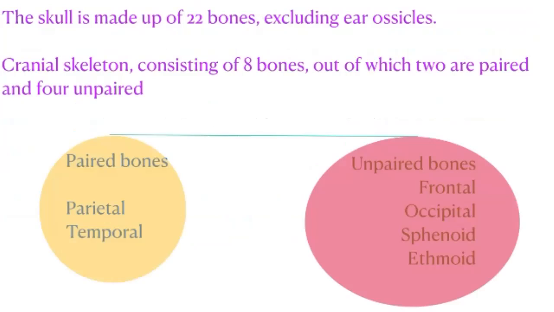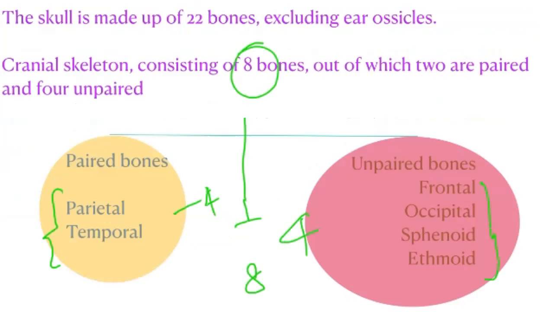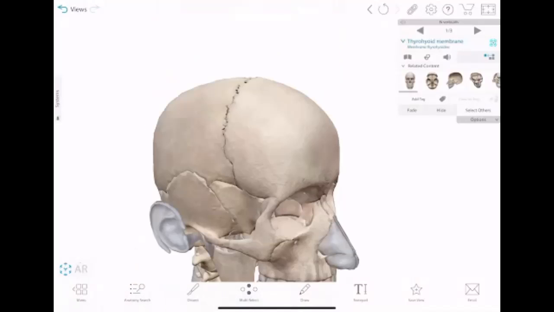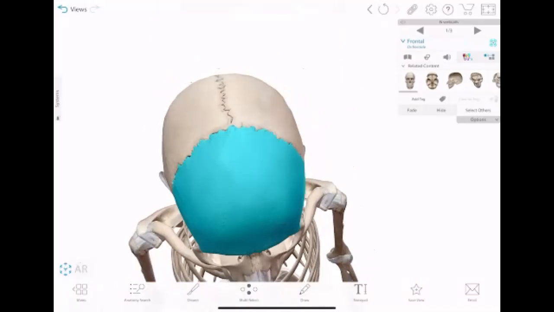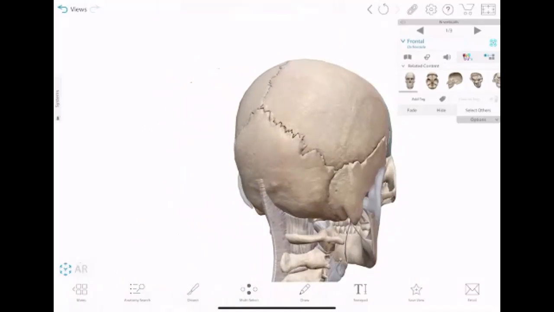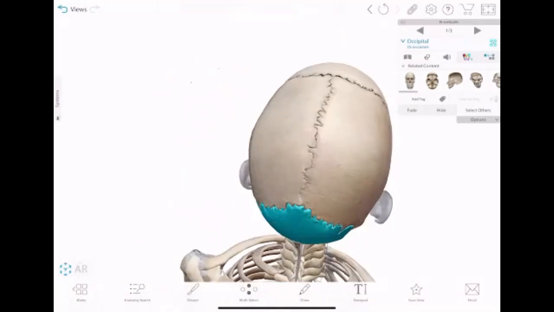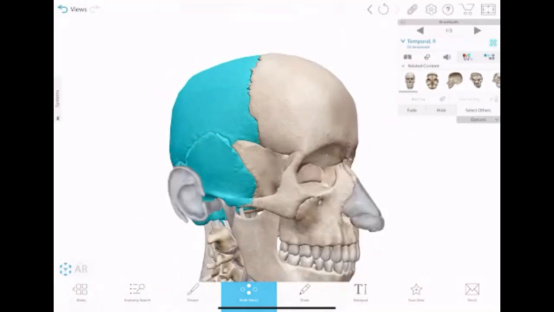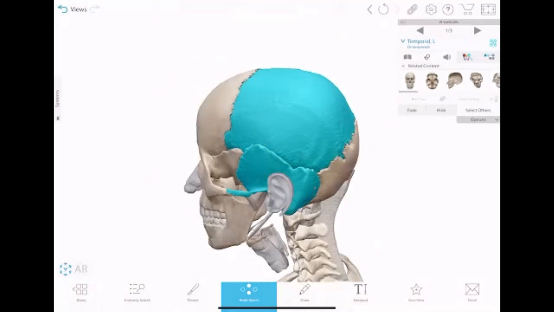Coming to the cranium, the cranial skeleton consists of 8 bones, out of which 2 are paired bones, that means 4, and 4 unpaired bones, so total 8. Paired bones are parietal and temporal. Unpaired bones are frontal, occipital, sphenoid, and ethmoid. So this is the cranium. This is the frontal bone, which is unpaired, the occipital bone, which is unpaired, and the parietal bone and temporal bone, which are paired.